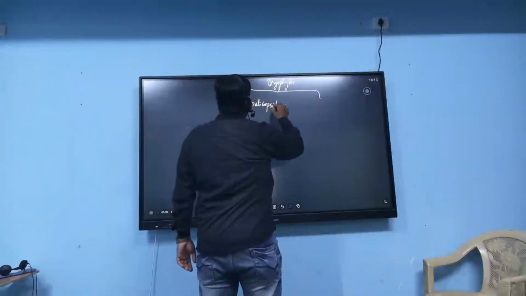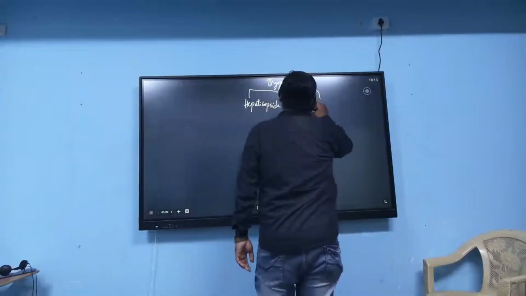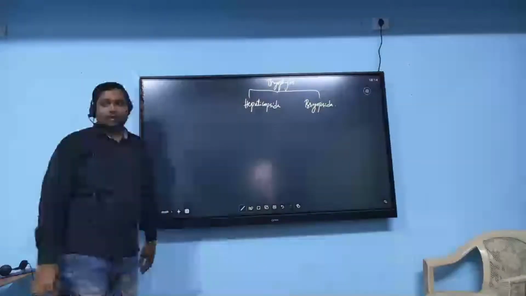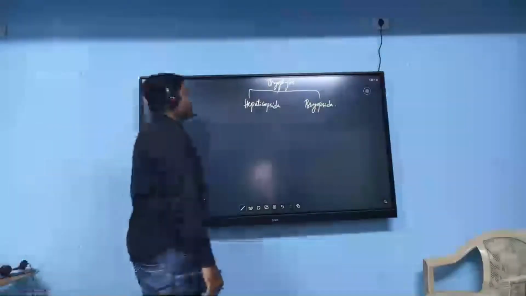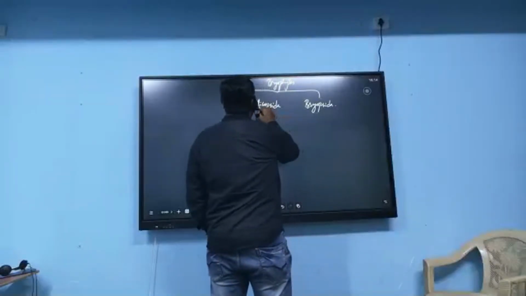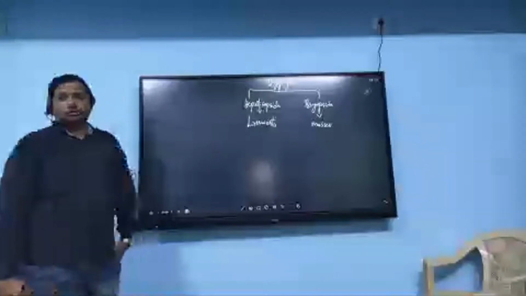Hepaticopsida, and second is Bryopsida. Two classes, that is Hepaticopsida and Bryopsida. In Hepaticopsida, we will study about liverworts. And here we will study about mosses. Classification. Done? Yes.